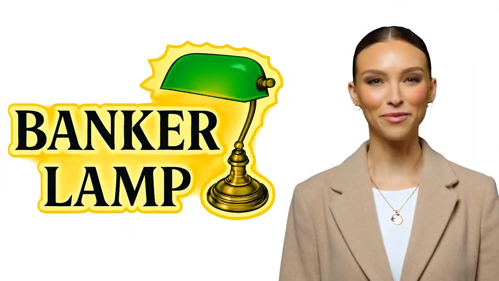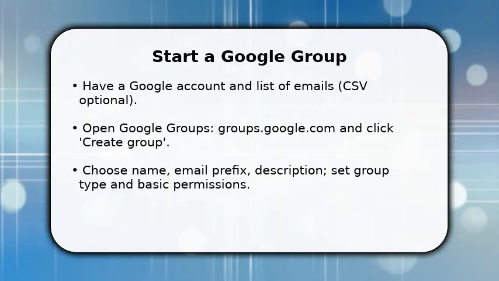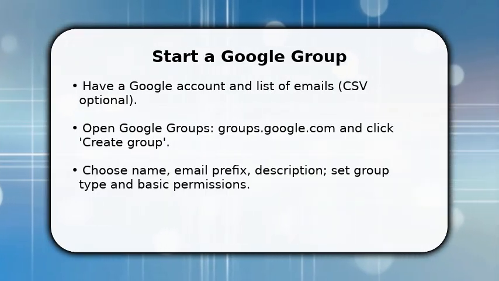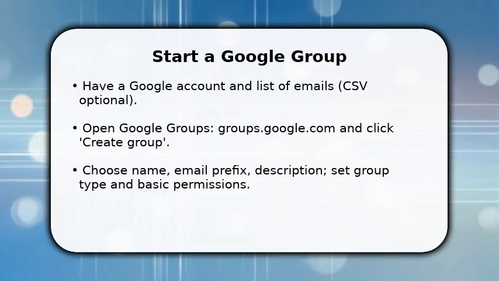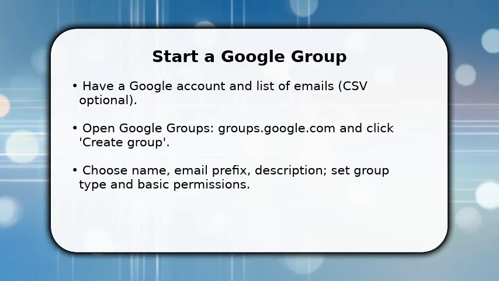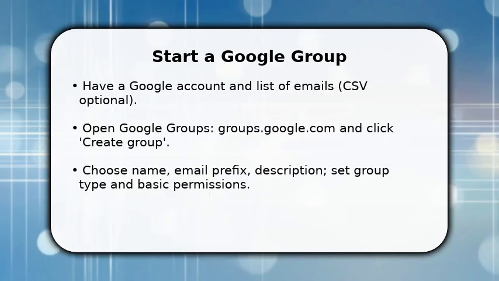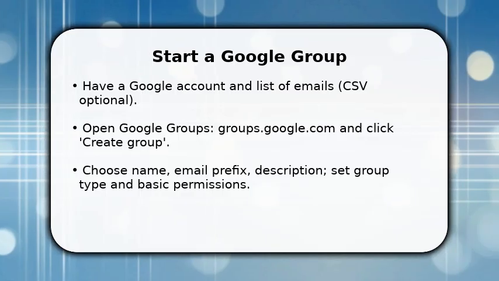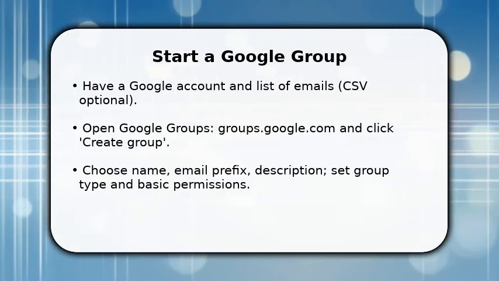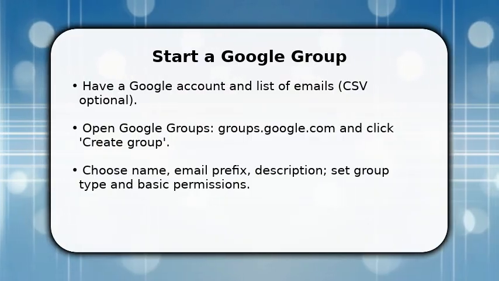Please enjoy the video. You're creating a Google Group now, so open Google Groups and click Create Group. Enter a clear name, pick an email address prefix, and write a short description so members know the purpose. Choose a group type that matches your needs: email list, forum, or collaborative inbox, and set basic permissions for who can view, join, and post. Once done, save the initial settings to generate the group address and move to adding members immediately.